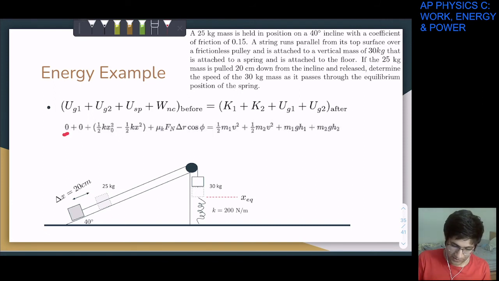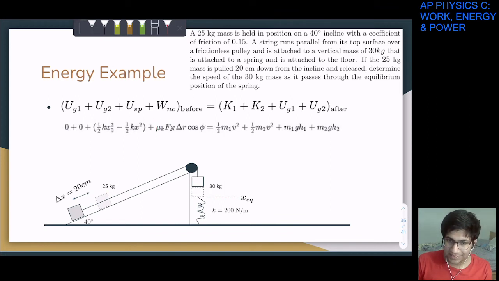So let's just say gravity here 0, 0. And our spring is going to be something like this here, where this is our displacement from equilibrium position of the spring. And what is that, by the way? Oh yeah, it's 20 centimeters, right? That's how much we're pulling this box. So it's the same thing as how much we're pulling this spring. And work non-conservative, this is going to be something of this here.